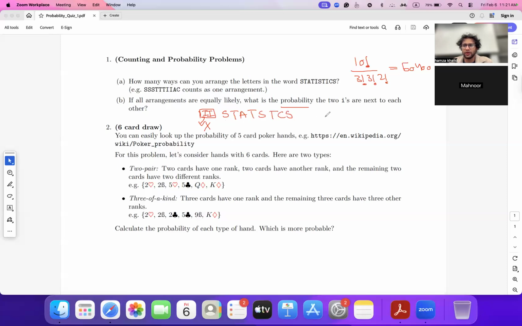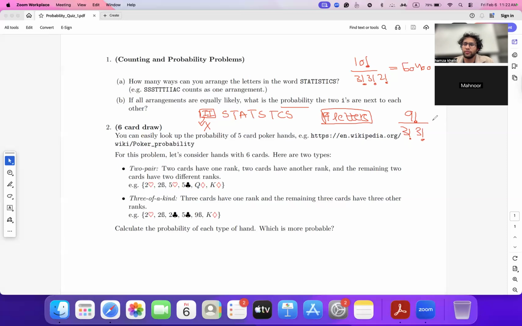So now I have 9 letters, right? I have 9 letters. So the number of ways in which two i's are next to each other would just be 9 factorial over 3 factorial, 3 factorial. Why am I not dividing this by 2 factorial?